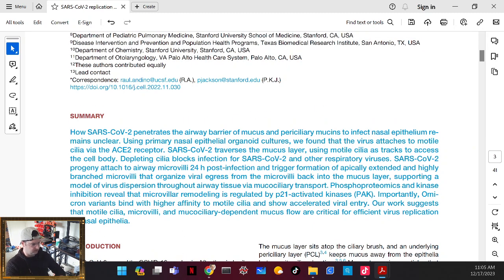How COVID penetrates the airway barrier, mucus, and periciliary mucins to infect nasal epithelium remains unclear. Using primary nasal epithelial organoid cultures, so this is cool, they're going to use basically little cellular clumps that mimic nasal epithelial cells to simulate this, so it's a little organoid model. We found that the virus attaches to motile cilia via the ACE2 receptor.